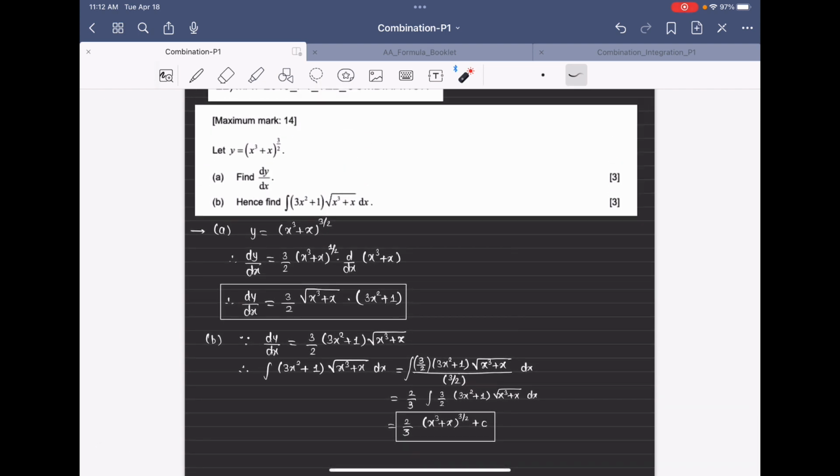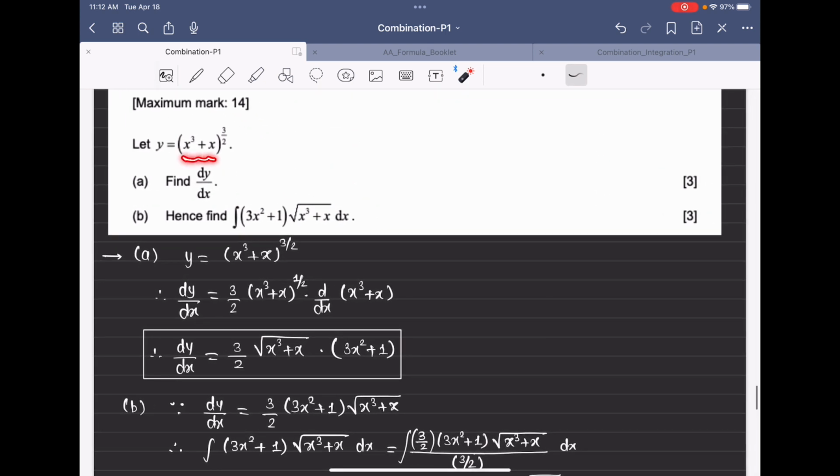y is equal to (x cube plus x) raised to 3 by 2. Find dy by dx. They haven't specified to use the chain rule, so I'm not using it, but you can. When you have a bracket containing some term or variable raised to a power, you can use the chain rule by substitution. I'm not using the chain rule, I'm differentiating directly.